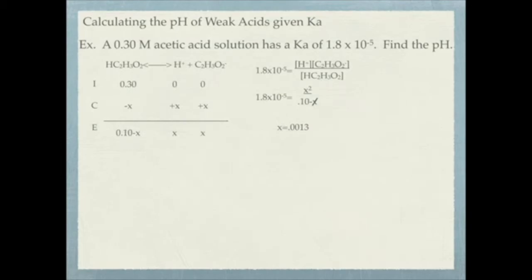Now you might be tempted to want to be done at this point. However, notice that's just my concentration of hydrogen ions, not my pH. So to find pH, what you need to do is take the negative log of 0.0023, and what you get is 2.64 for your pH.